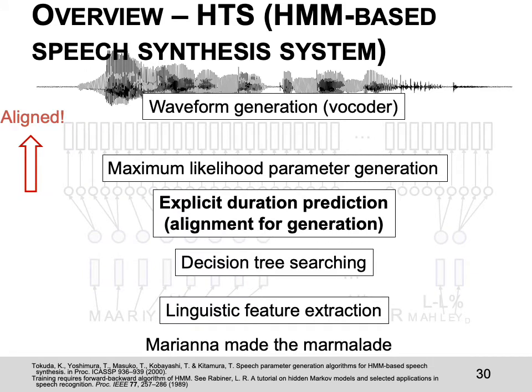To briefly summarize the HTS system, we can use this picture. We generate linguistic features from the input text. We do the searching in the decision trees. After that, we predict the duration for each HMM state. So this is where the alignment is produced to generate output acoustic features. After that, everything is straightforward. Just convert each vector into the output vectors and do the waveform generation using the vocoder.